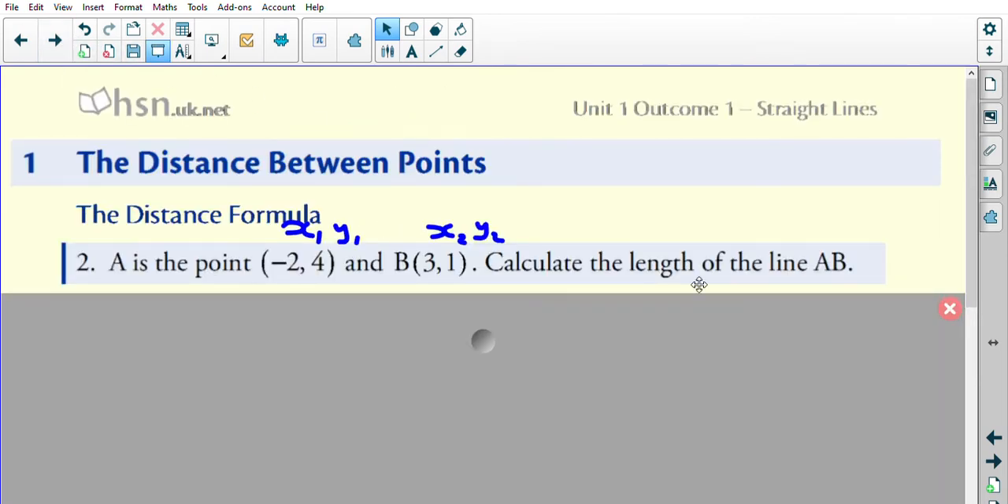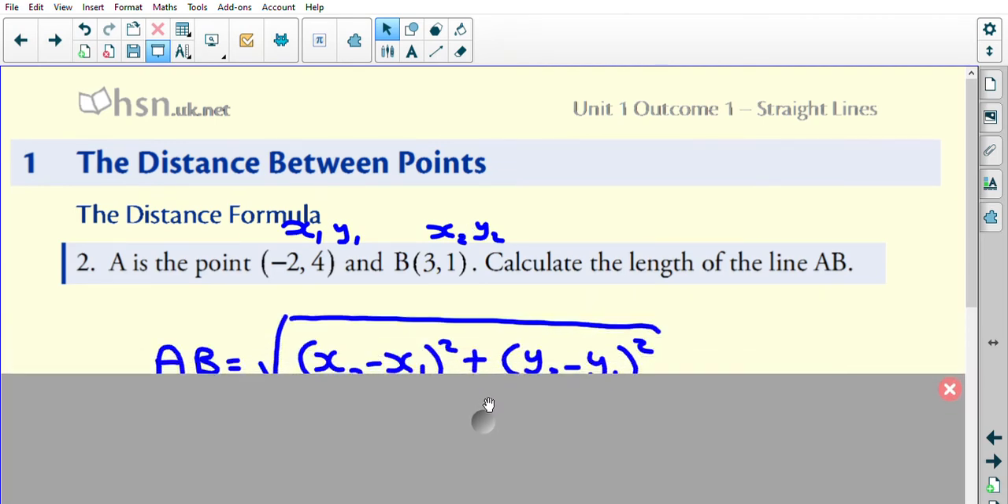Right, let's look at an example. A is the point -2, 4 and B is the point 3, 1. Calculate the length of the line AB. The first thing you always do is make sure you label your coordinates. So here I'm going to call this my first coordinate, x1, y1. This will be my second coordinate, x2, y2.